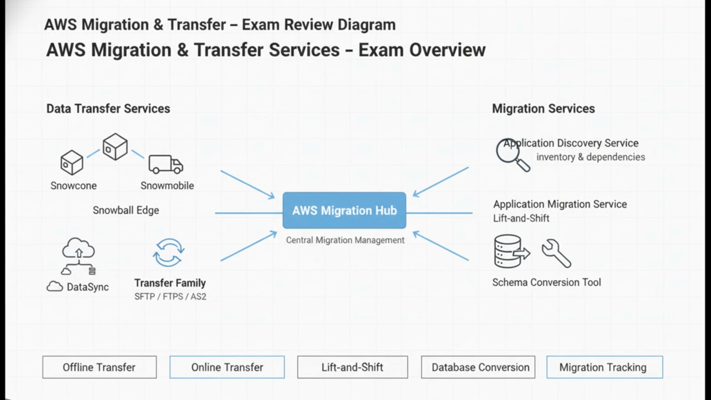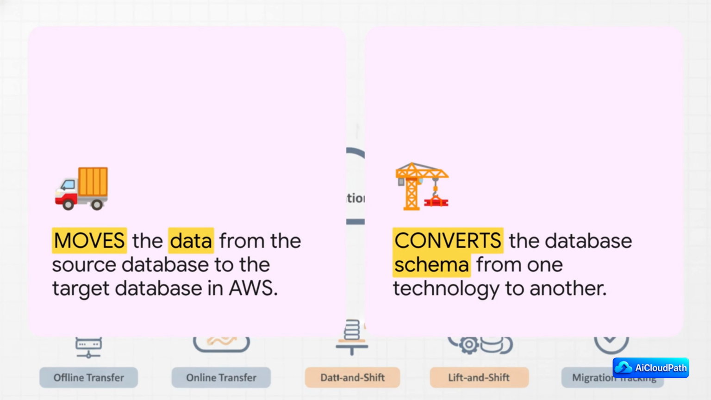Okay, so the application servers are on their way to the cloud. That's great. But what about the heart of those applications? What about the databases they depend on? Well, moving those requires its own special set of tools. And here they are, the dynamic duo of database migration, DMS and SCT.